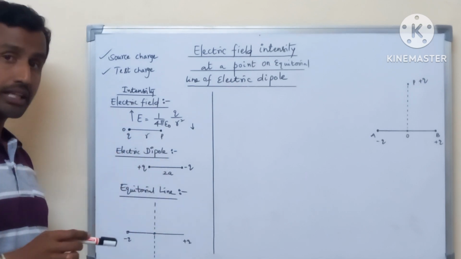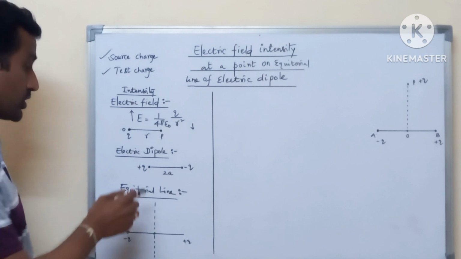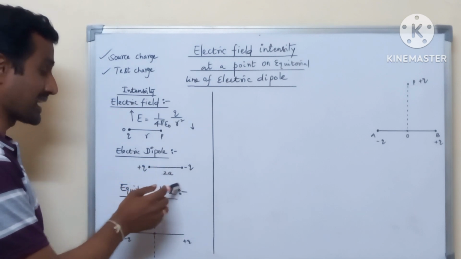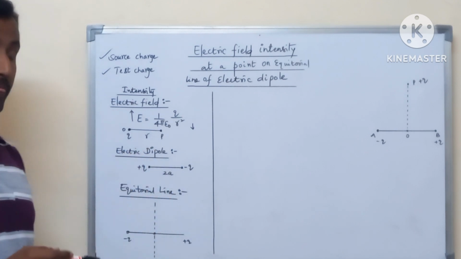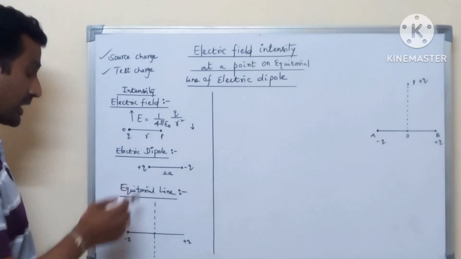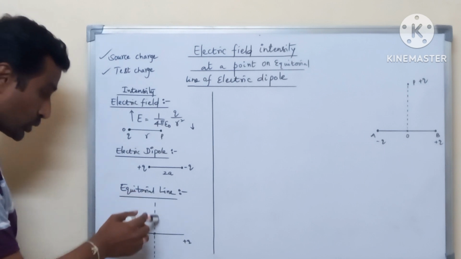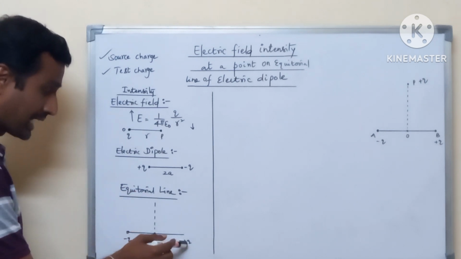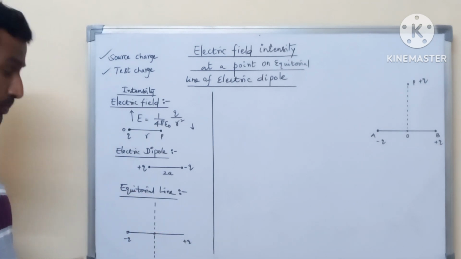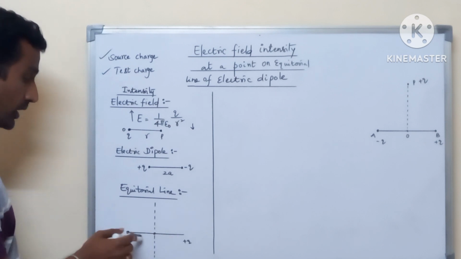Electric dipole. An electric dipole is a system in which two equal and opposite charges are separated by a distance 2a. Next one is equatorial line. The equatorial line is a line which passes through the midpoint of the electric dipole and splits the electric dipole into two equal halves.